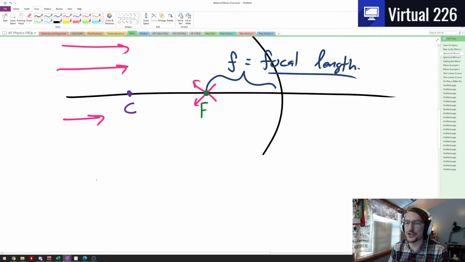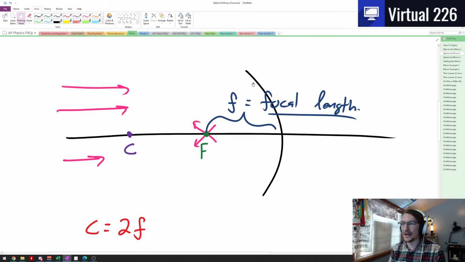Okay, but the center of curvature is equal to twice the focal length in terms of distance. And the reason being is that this center of curvature, if we think about this mirror as being a sphere, if you actually continued the mirror all the way around, this would be the very center of the sphere, which means that 2 times the focal length is actually equal to the radius of the sphere itself if you were to continue that spherical mirror all the way around, which is kind of a weird thing to think about, but that's what's going on there.